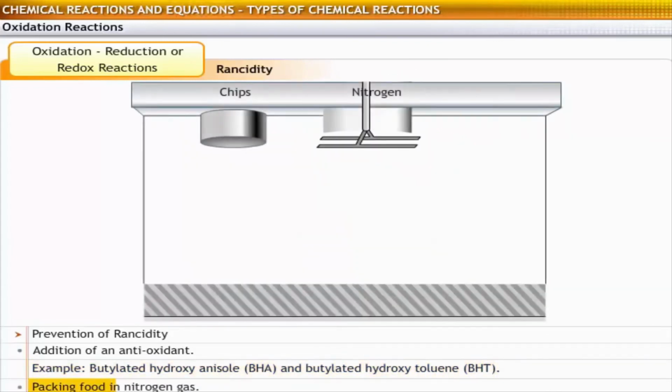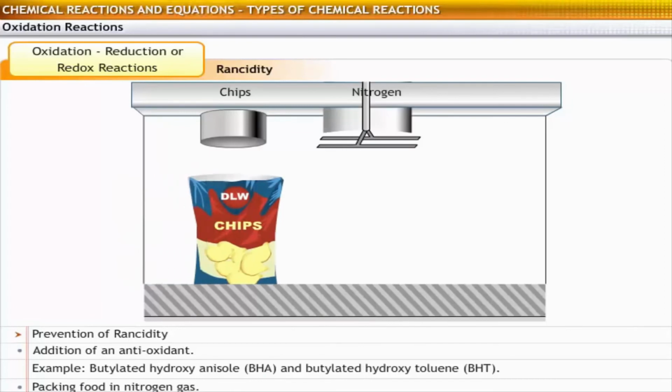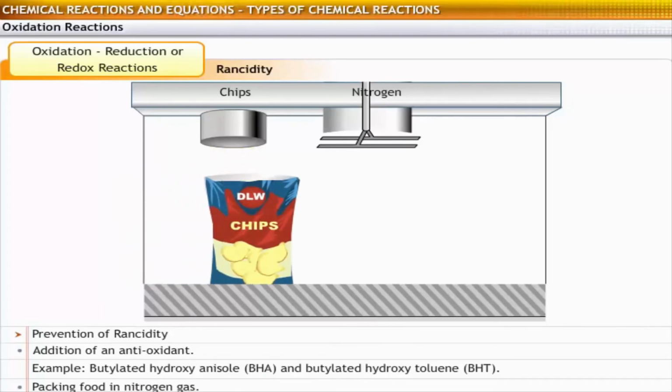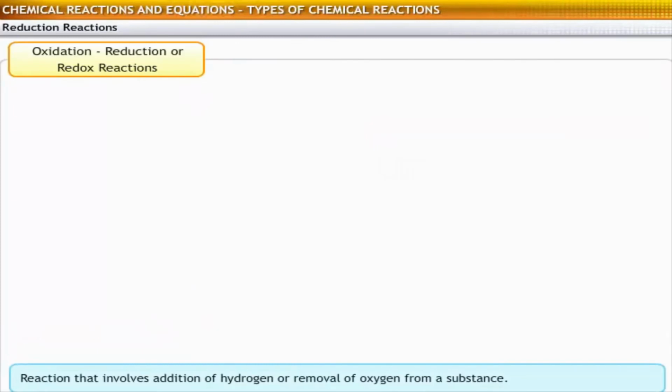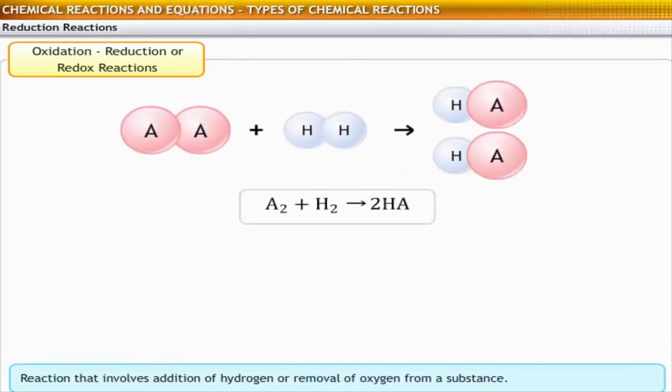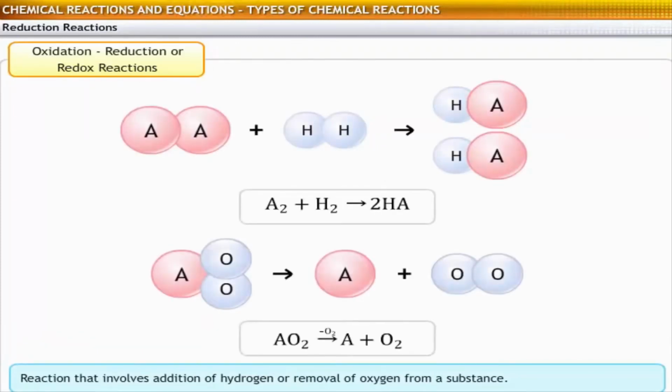By packing food in nitrogen gas, nitrogen prevents oxidation of food. For example, rancidity in potato chips can be prevented by flushing the bags with nitrogen while packing. A reduction reaction involves addition of hydrogen or removal of oxygen from a substance. It is exactly the opposite of an oxidation reaction.